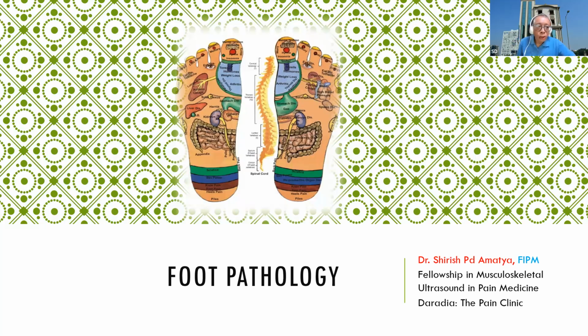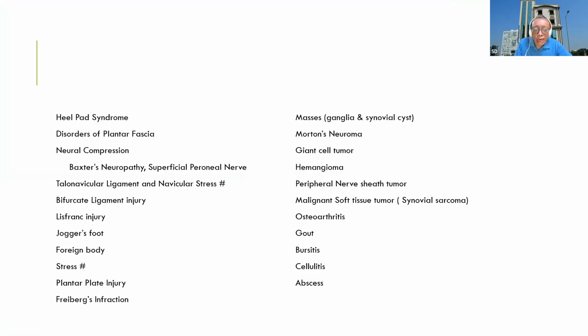Okay. So there is a list of diseases that I'll be going through today. Don't be surprised, the list is long, but I'm just going through the ultrasound examination in these diseases, so it won't take too much time. But I'll be taking a bit more time in disorders of plantar fascia and the neural compromise, especially Baxter's neuropathy and other diseases. I'm just going to show you the ultrasound images and the diagnostic implication of it in our clinical practice.